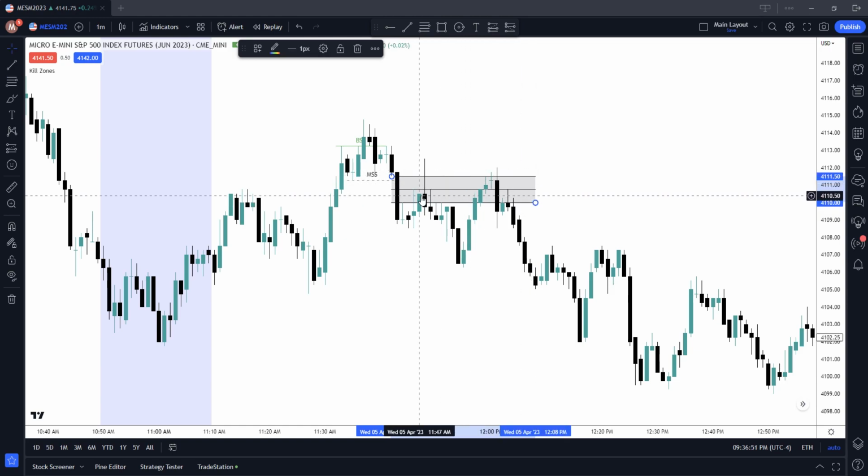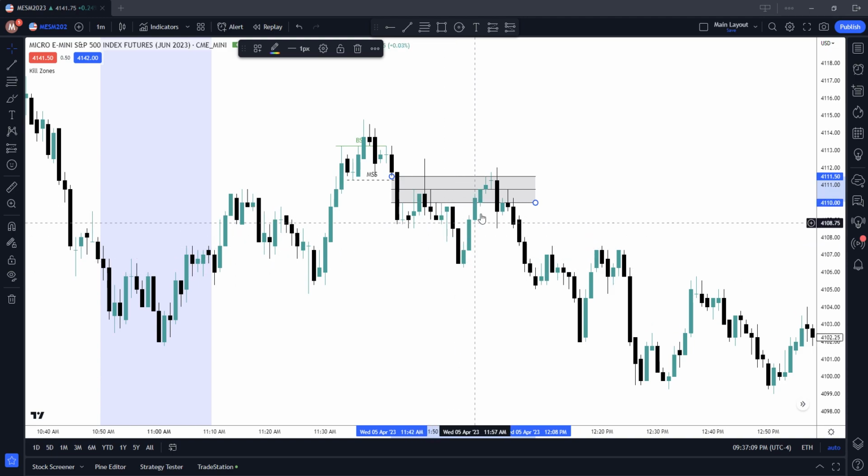And for this one, I did set my stop loss 1 tick above this candle, and I got in, I think, somewhere right in the middle of this fair value gap. And to be completely honest, I didn't watch much of this trade. I had to hop into a meeting.